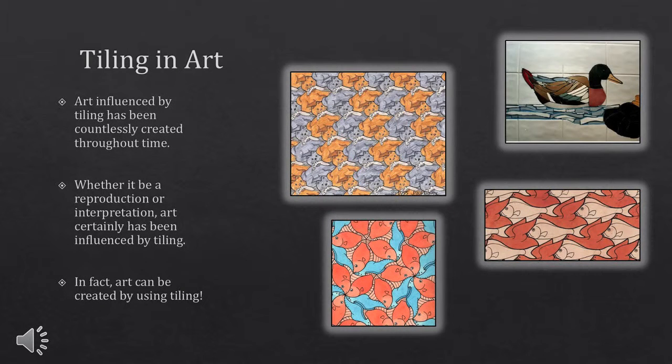Tiling also has heavy ties to art. Art influenced by tiling has been created throughout time. Whether it be a reproduction or interpretation, art certainly has been influenced by tiling. In fact, art can be created by using tiling, such as these examples. Here we have cats, fishes, ducks, and geese throughout. Notice how there is no space or overlapping within these images, characteristics of what makes tiling amazing.